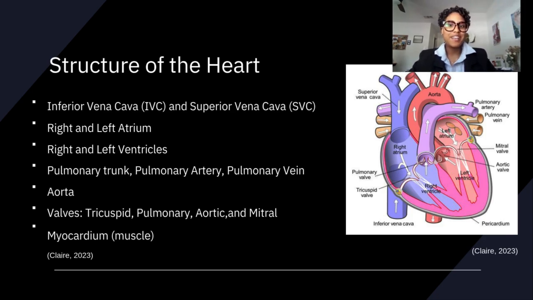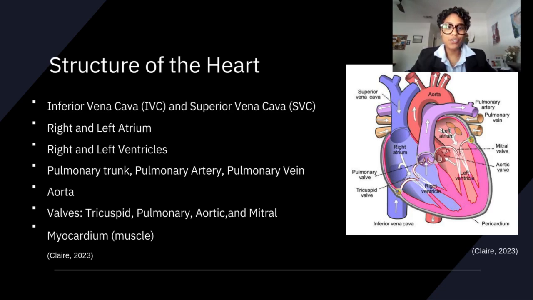So let's start with the inferior vena cava and the superior vena cava. They're veins, and blood is going up towards the heart, and it first goes into the right atrium. Blood then moves through the tricuspid valve into the right ventricle, then through the pulmonary artery to complete the pulmonary circuit. If you remember from my last slide, pulmonary circulation is whenever deoxygenated blood is delivered to the lungs to become oxygenated. So it's going through the pulmonary artery to complete pulmonary circulation.